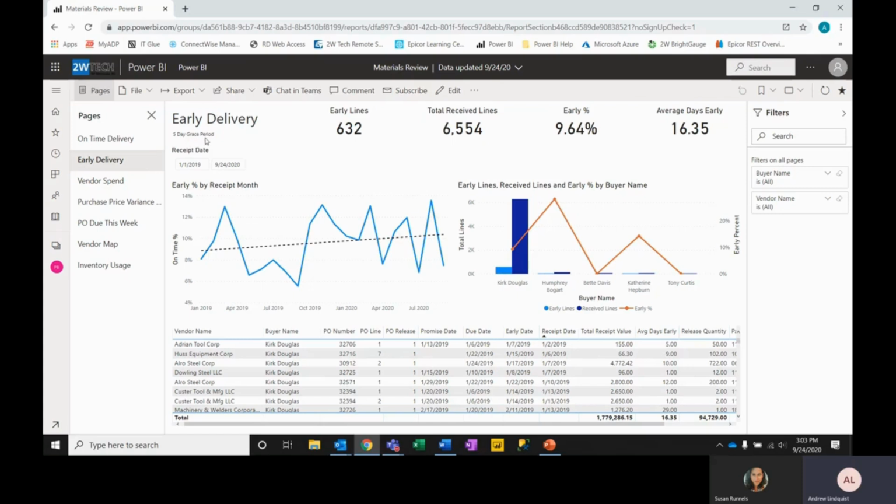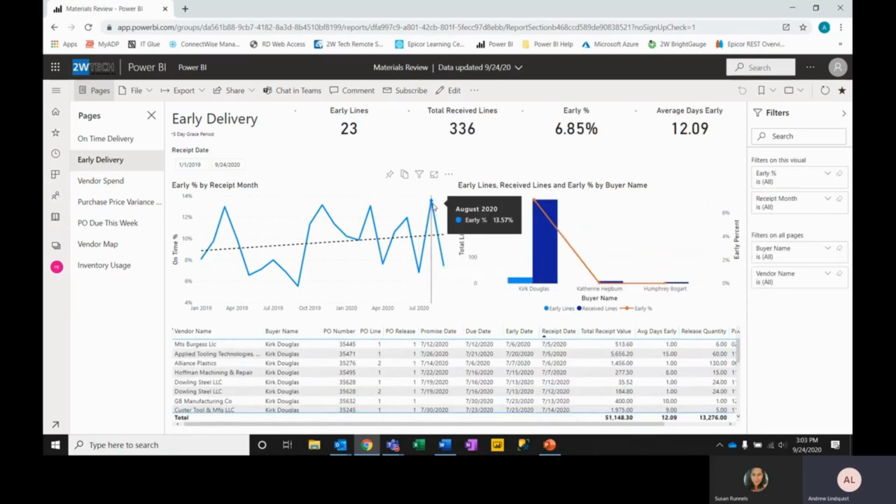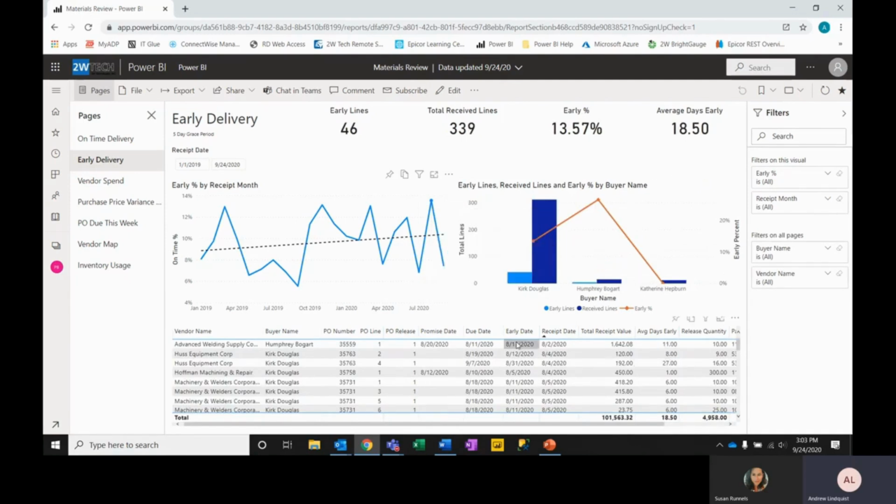I do want to point out that this grace period is adjustable, so you can change it to what you think. Similar to the previous tab, you can see trends over time and breakdowns by vendors. For example, if I want to look at July or August, I can see which buyers contributed most to the early delivery percentage. I can also view all of my early deliveries, including actual order numbers, due dates, early dates, and when they were actually received, as well as how many days early they arrived.